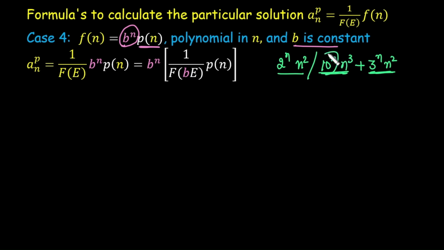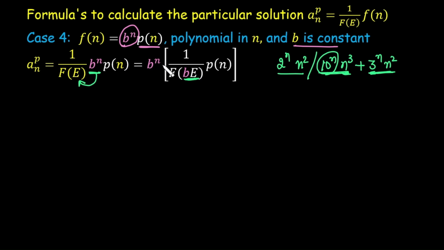Here we have a constant raised to power n into some polynomial. In this case, firstly we operate b raised to power n over the operator form. The role of b raised to power n is to replace E with b times E and take this b raised to power n outside.